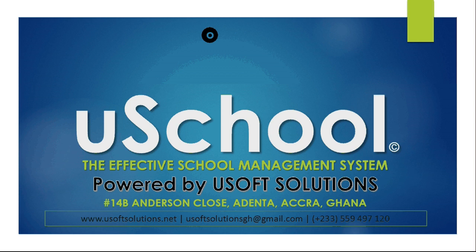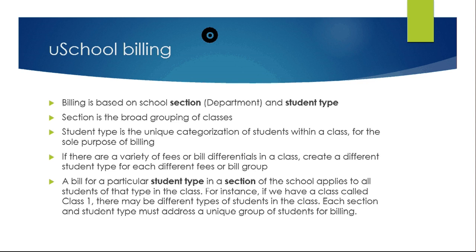In this edition, we are going to look at billing, how to bill students. Now, uSchool billing is based on section or department and the type of students that we have. The section is the broad grouping of classes for the purposes of billing. That is, all classes that pay the same amount of fees are put in the same section.